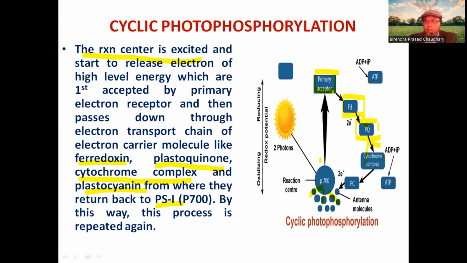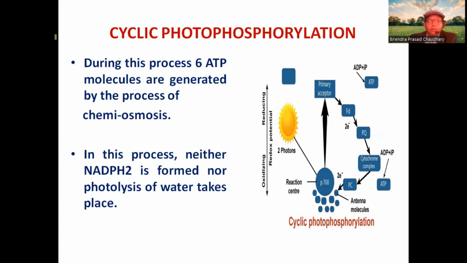The process is called cyclic photophosphorylation. It is very important to remember the names of these molecules: primary acceptor, then ferredoxin (FD), PQ plastoquinone, then cytochrome complex and PC plastocyanin, then return back to the P700 reaction center of this photosystem first. Yes, now go to the next slide. This is the important point. During this process 6 ATP molecules are generated by the process of chemiosmosis. This chemiosmosis is a very important term.